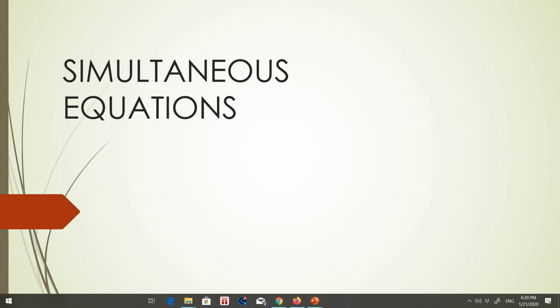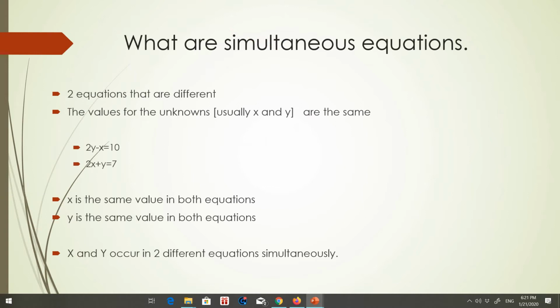What's going on, everyone? So today we're going to be talking about simultaneous equations, one of my favorite topics. So let's quickly dive in. So what are simultaneous equations first of all?